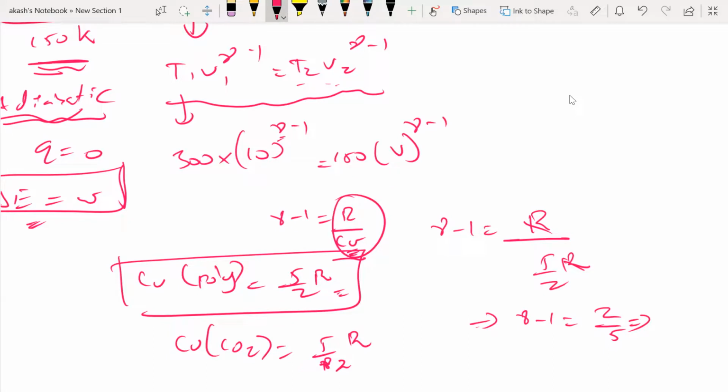Right? Okay, that's it. We know everything. All that you have to do is substitute and get the answer. So we have 300 into 10 to the power 2 by 5, which is equal to 150 into V to the power of 2 by 5. That's what we have, right? 2 by 5. How do we calculate 10 to the power 2 by 5?